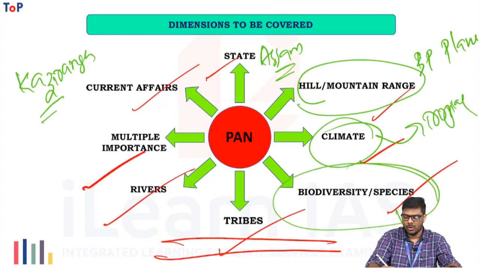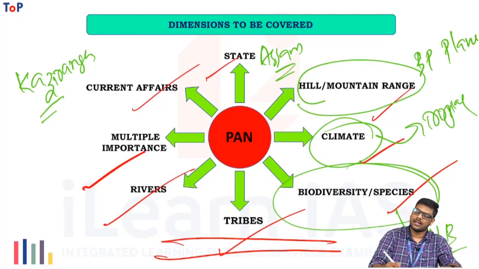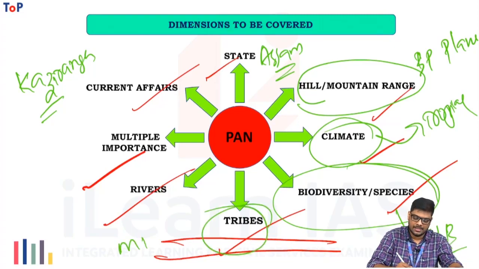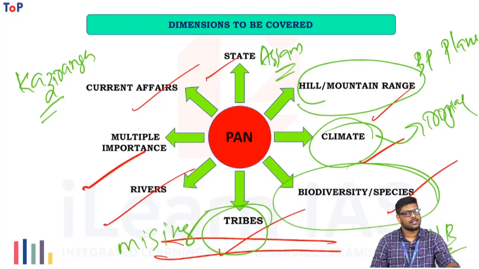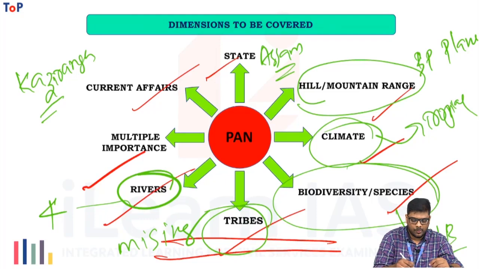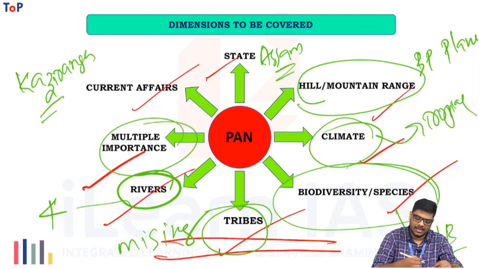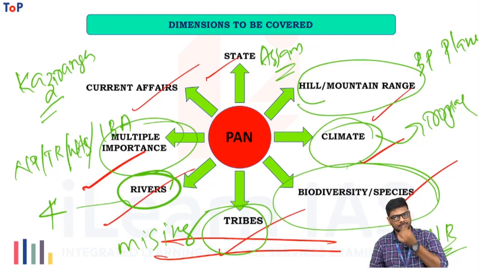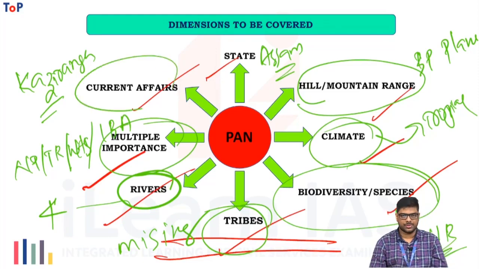Then Kaziranga is well known for the one-horned rhino. And is there any particular tribe that dwells in Kaziranga? It is the Mising tribe. And what about the rivers? As many as 4 rivers are there in Kaziranga, like the Brahmaputra or the Diphlu. And what about its multiple importance? Kaziranga is not just a national park, it's a tiger reserve, it's a World Heritage Site, it's an important bird area. Getting it? And was Kaziranga in the news?